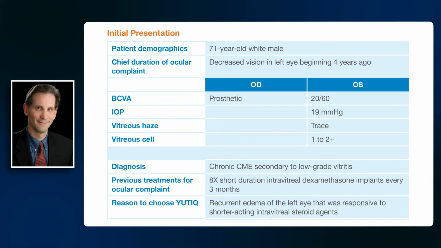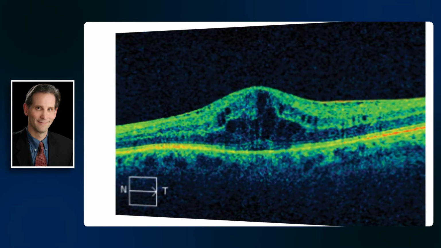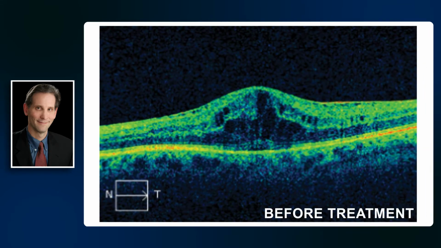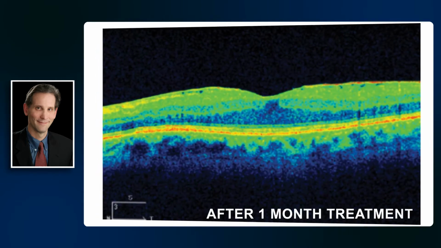He presented for potential YUTIQ injection with a vision of 20/60, a pressure of 19, no cells in the anterior chamber, but trace haze and 1 to 2 plus cells in the vitreous. His OCTs showed cystoid macular edema and a very mild epiretinal membrane with intraretinal cysts and a bit of subretinal fluid. Given the fact that this patient did seem to have good success with intravitreal dexamethasone, he was given a YUTIQ implant and followed up a month later.